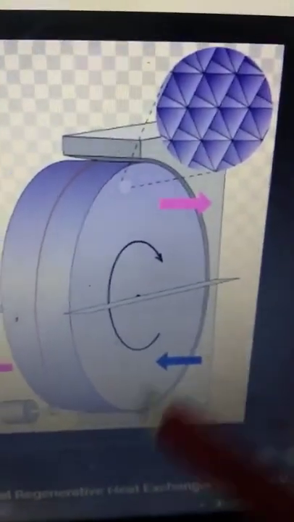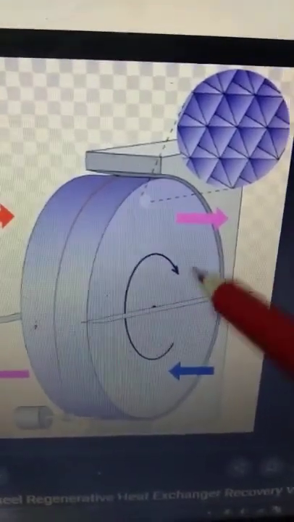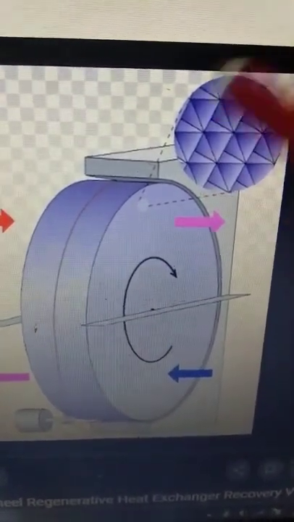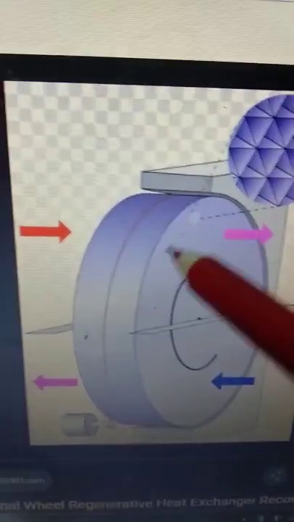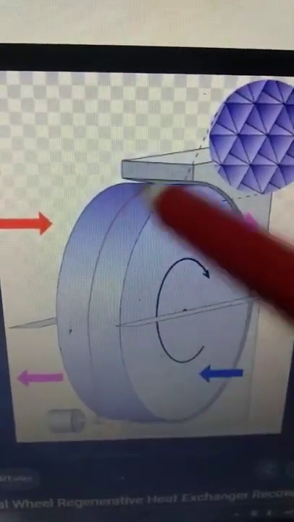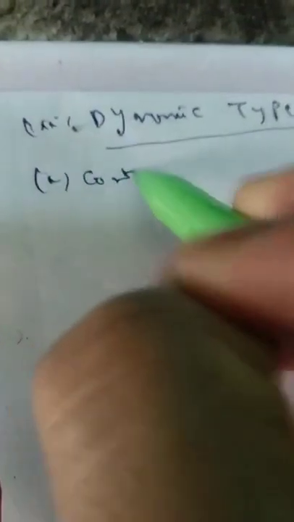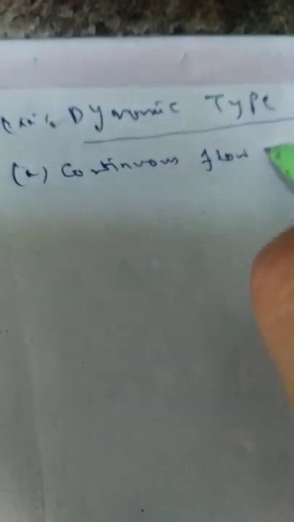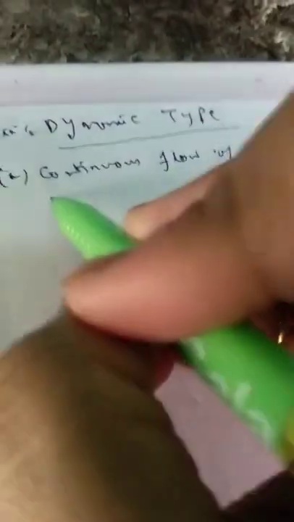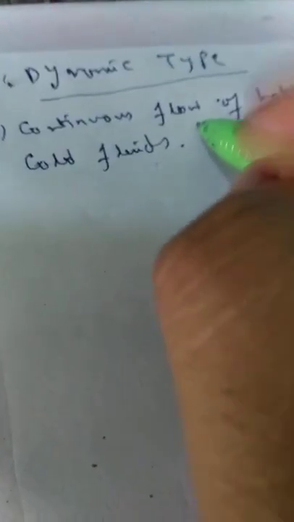Now see over here this diagram. This is a rotating drum. You can see the inside section of this rotating drum, and this is used for the transfer of heat. So there is continuous flow of hot and cold fluids through the different portions of the drum.